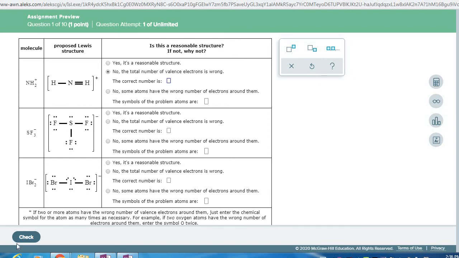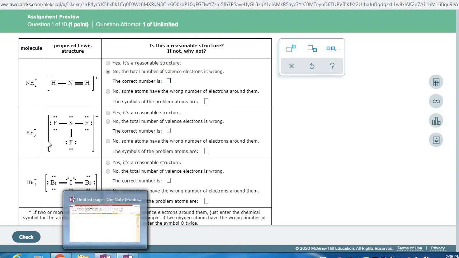Okay, here is an ALEKS question dealing with Lewis dot structures, seeing if these are reasonable or not, and let's see if we can't answer some of these. The first one has 3 Lewis dot structures, and it asks if each is reasonable, and if it's not, where the problems are. I can't just look at the structures. I have to do them myself and then go back and answer the question.